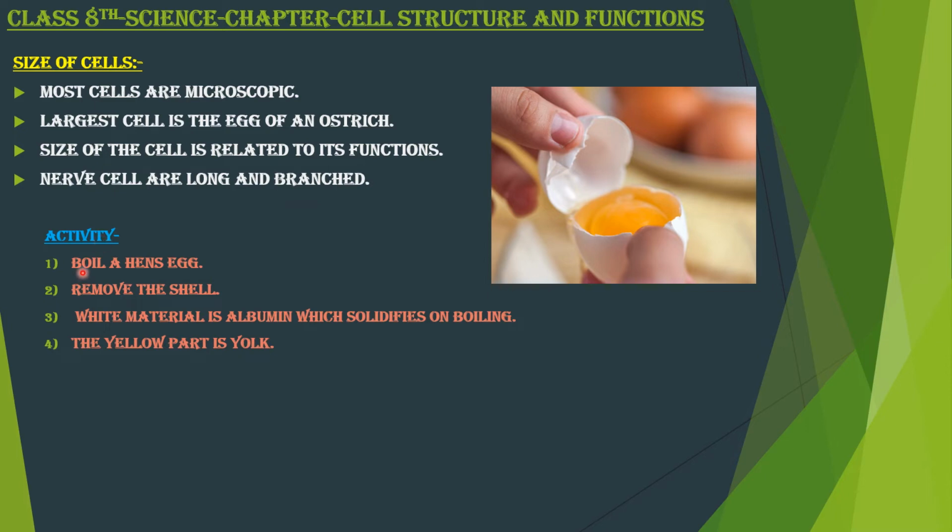An activity: boil a hen's egg. As you can see, at first when we take an egg, inside there will be a yellow color liquid. But if we boil that, it will solidify. Why does that happen? When we boil the egg, after the shell we can see a white color albumin and a yellow color yolk, but when we didn't boil it, it will not be there. The white material is albumin, which solidifies on boiling. The yellow part is yolk.